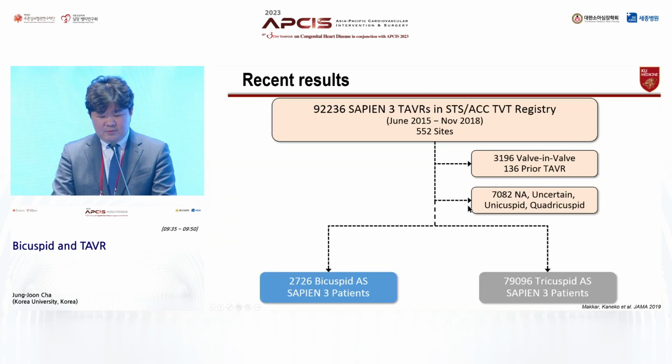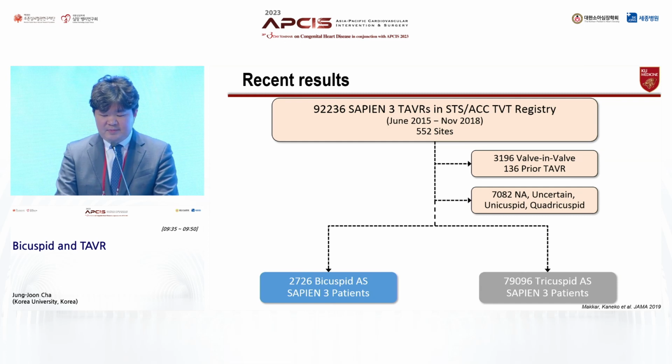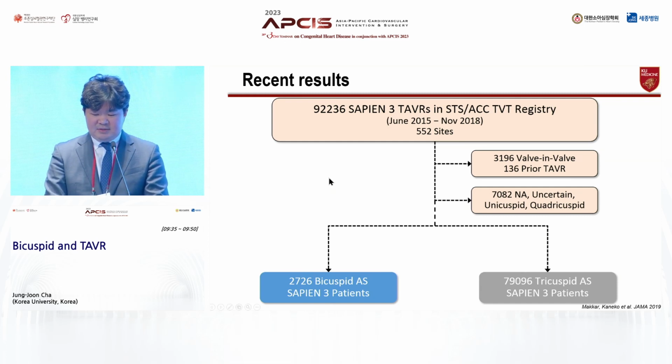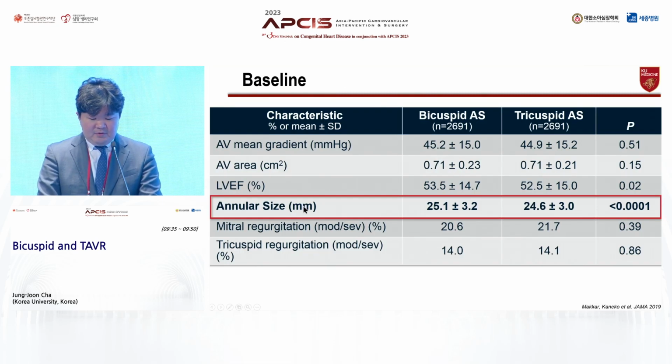So I bring some cohorts. It's a large study recently published in JAMA 2019. There were 92,000 patients with SAPIEN 3 TAVRs in the STS/ACC TVT registry, including 2,700 bicuspid aortic stenosis SAPIEN 3 patients and 79,000 tricuspid AS SAPIEN 3 patients. After the propensity score matching, annulus size and LVEF are quite larger in the bicuspid AS.